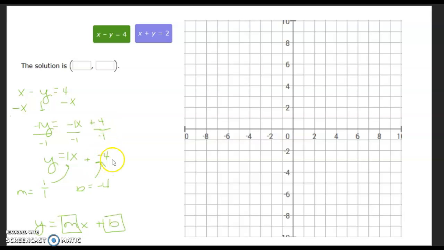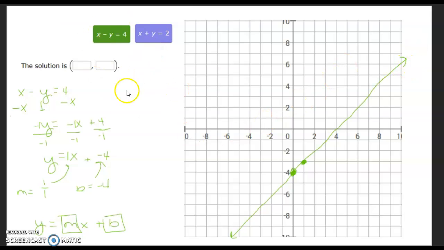All right. So let's go ahead and graph. So I'm going to begin at -4 right here, and my movement, or my m, is up 1 over 1. And we're going to put another dot. This one's going to be a little bit easier to eyeball. All right, there is my green line. Now let's do the purple one.